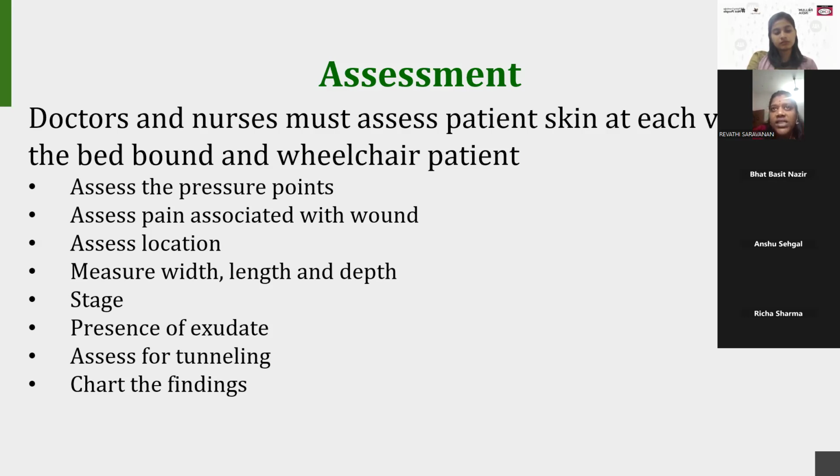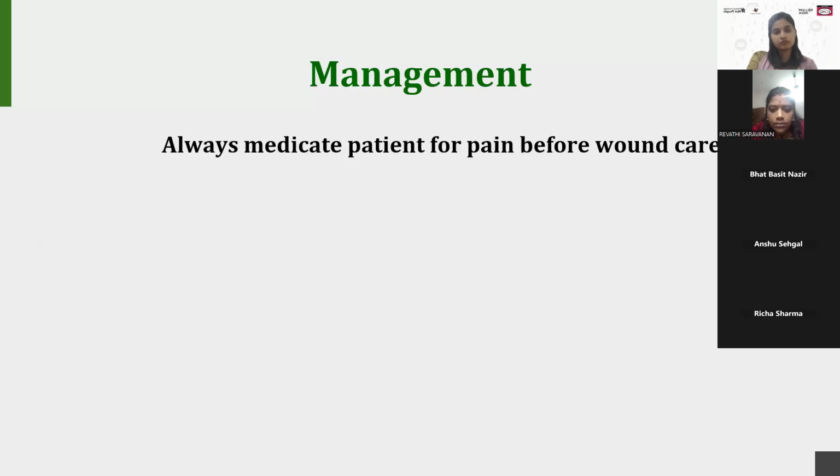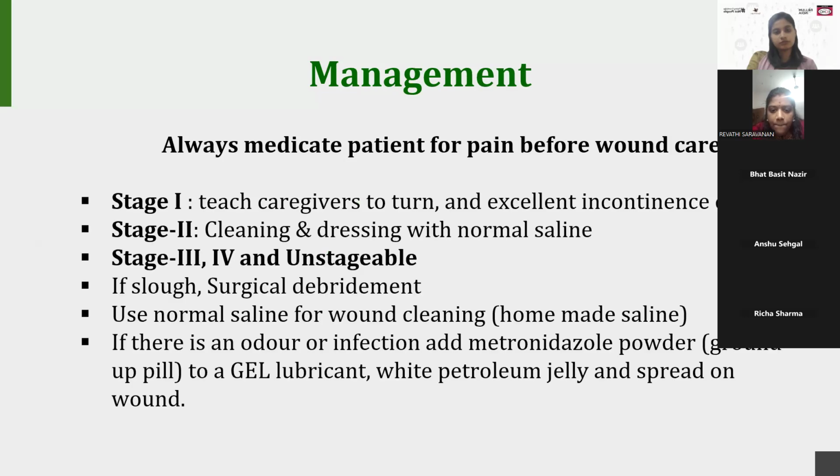Till now we have seen what is pressure ulcer, what are all the risk factors, what are all the pressure points that may get affected with pressure ulcer, then stages of pressure ulcer wounds. Okay, now we have seen assessment. Then next slide, please. Okay, here you have to clearly note down the management.